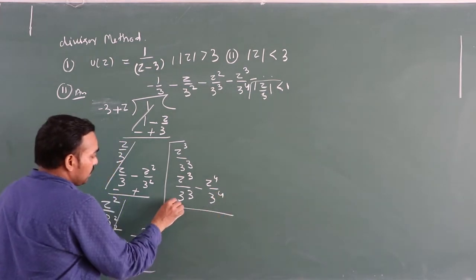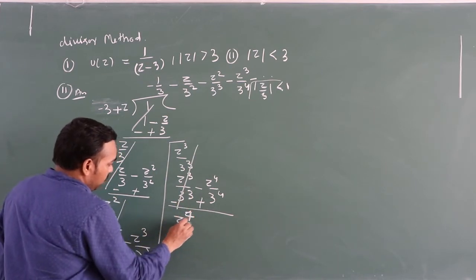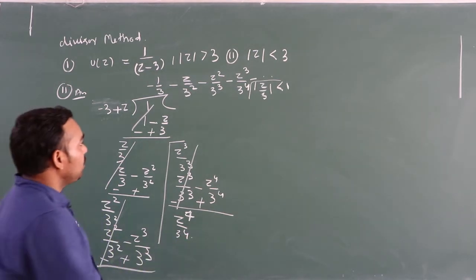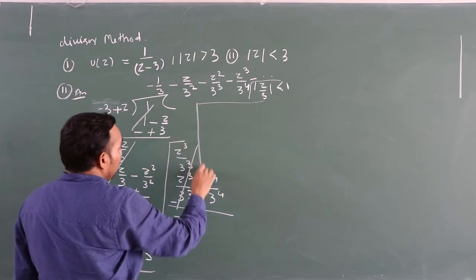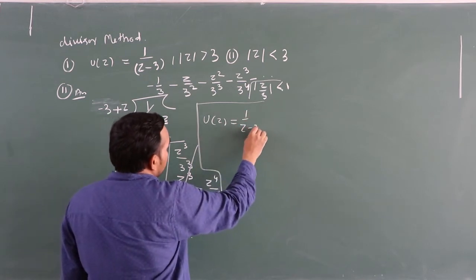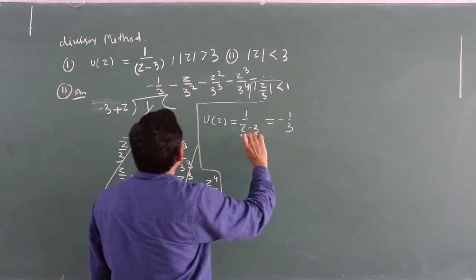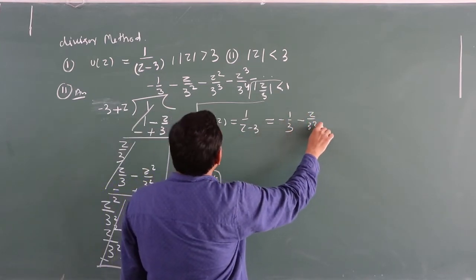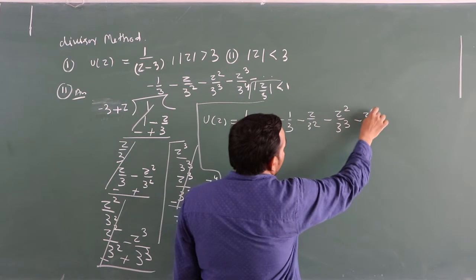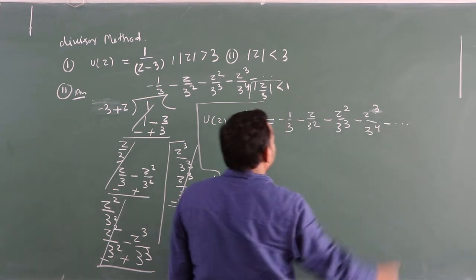And if you subtract, this is minus, minus, minus, plus, and again here we got z to the power 4 upon 3 to the power 4. So finally we say here u of z equal to 1 upon z minus 3, that is equal to, say here, minus 1 upon 3 minus z upon 3 square minus z square upon 3 cube minus z cube upon 3 to the power 4, and so on.